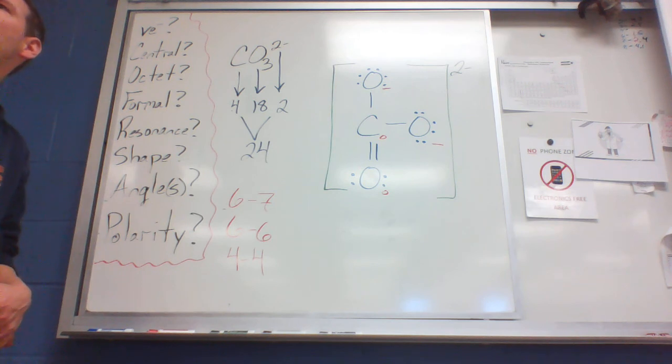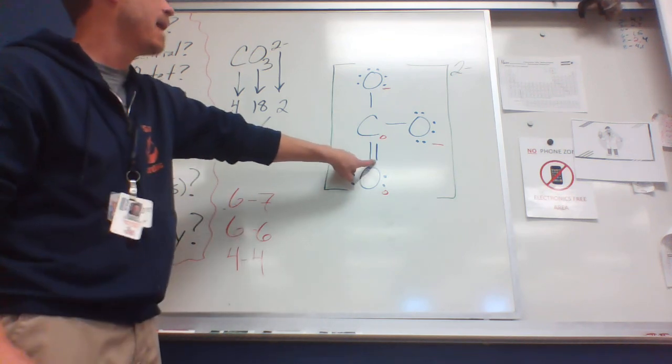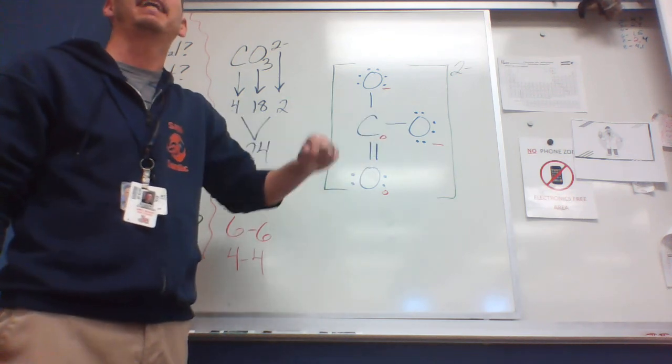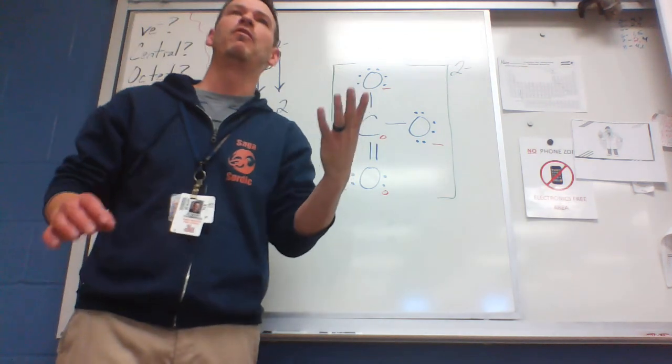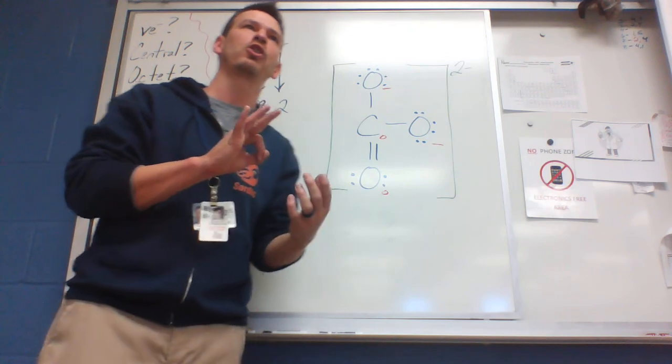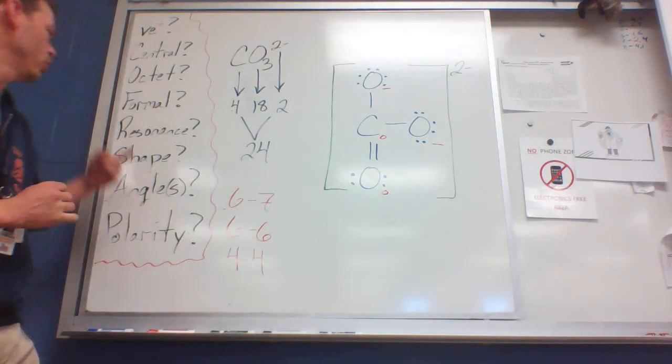Hey, I see a pi bond. Do we have any resonance structures here? Yes. How many total resonance structures are there? 3. Because remember that step where we chose an oxygen to steal from? We could have chosen a different oxygen. In other words, that pi bond could have been there. That would be a second resonance structure. Or the pi bond could have been there. That would have been a third resonance structure. So make sure you don't skip that.